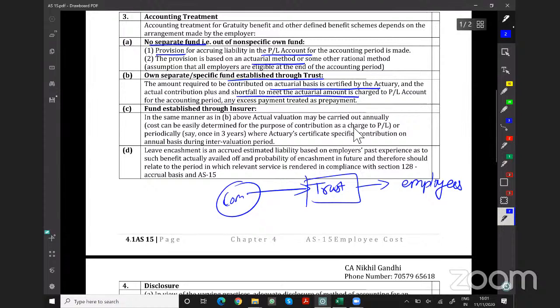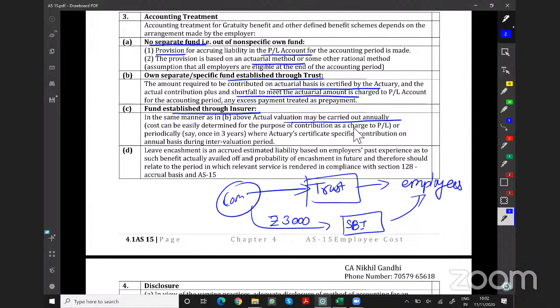In the third case, fund established through insurer. In the third case, it is the most easiest thing. Just like insurance, we are paying to a particular insurer company. The company will pay rupees 3,000 to SBI insurance, and SBI insurance will pay at the time of retirement. So I should pay 3,000 to SBI. That's all, nothing else. And SBI will pay at the time of retirement. In the same manner, the actuarial valuation may be carried out annually or periodically where the actuary certificate is required, and the contribution then should be debited to your profit and loss account.